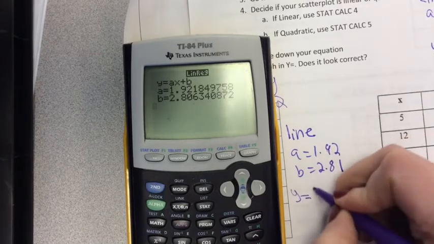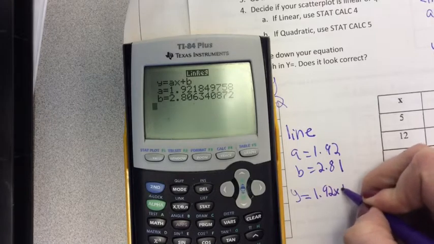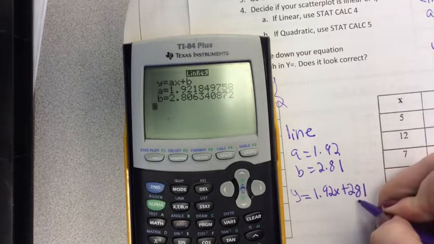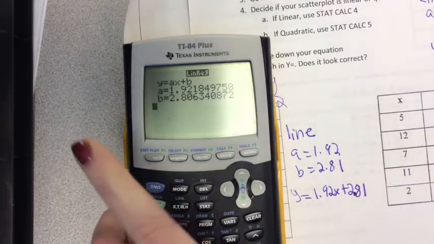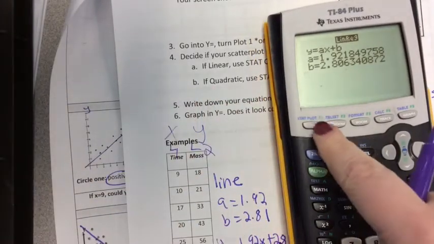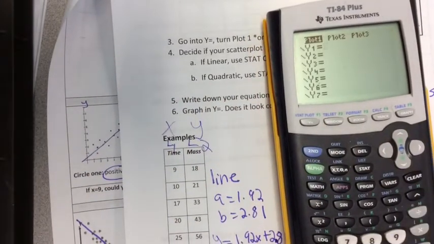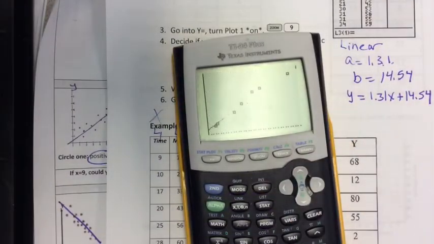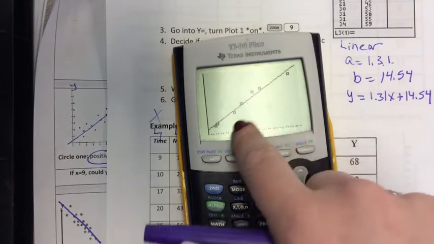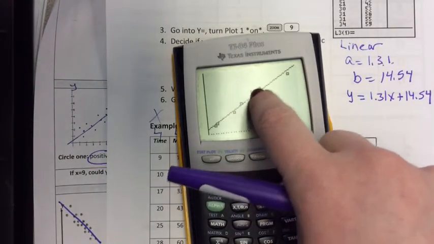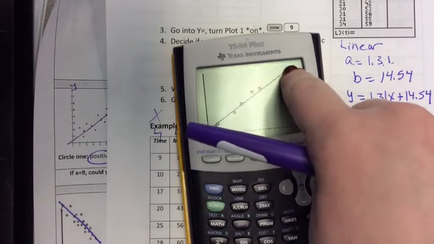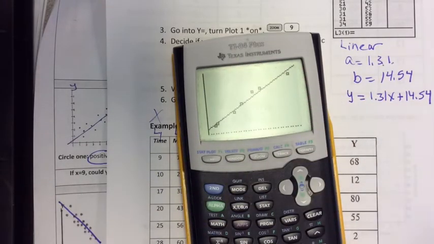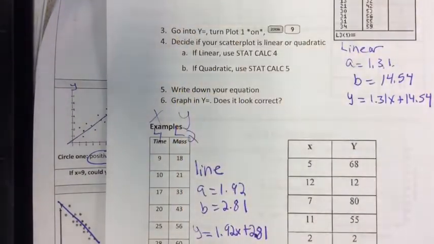And then I'm going to write it as an equation. So y equals 1.92x plus 2.81. Alright, so then last step, we need to graph it in y equals and see if that looks okay. Alright, so I'm going to type in my equation. Alright, so there's my equation. Let's graph it. Yeah, that looks pretty good. So even though this line doesn't go through those 2 points, that's okay. It's very, very close. If it wasn't close, then we would want to try quadratic maybe.